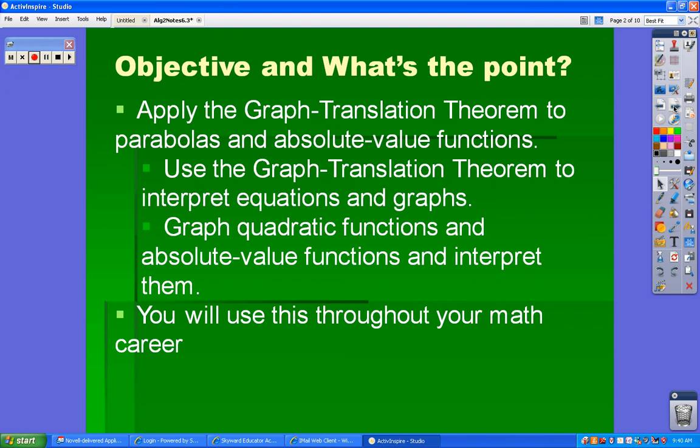Okay, objective and what's the point? We are going to use something called the graph translation theorem today. It's very useful. It's a quick and easy way to graph or get a general form of a graph. And you will use this throughout your math career, so I would pay attention and take good notes here.